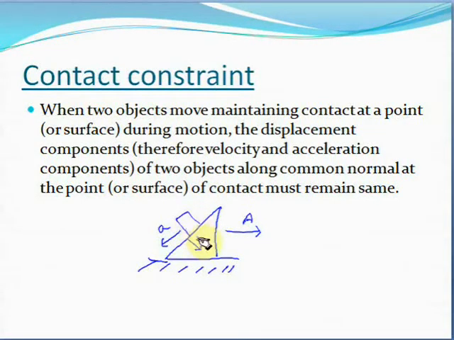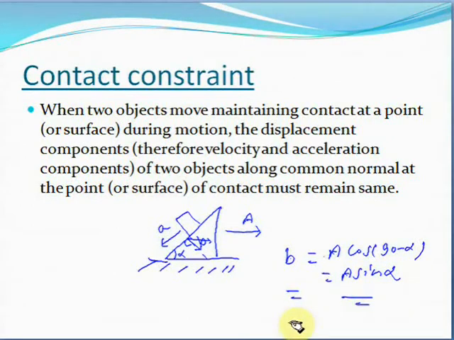The acceleration of the small block along the common normal is b, and this should be equal to the acceleration of the triangular wedge along the common normal. So suppose this angle is alpha, this is 90 degrees, so this will be 90 minus alpha. So b must be equal to a cos(90 minus alpha), that is a sin alpha. So this is the equation of motion we get using the contact constraint.